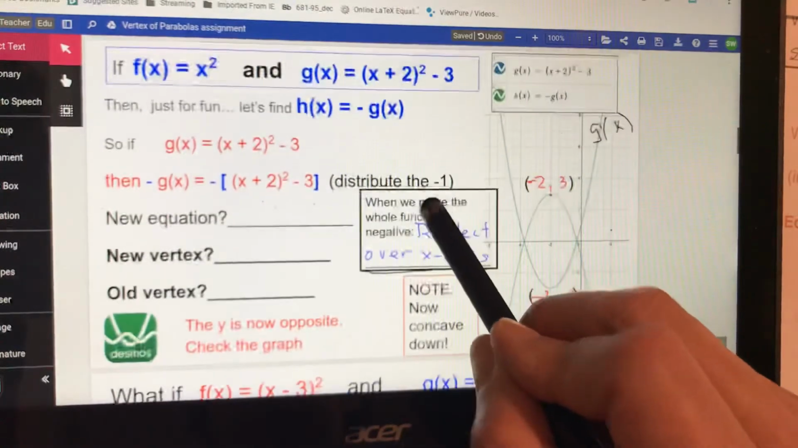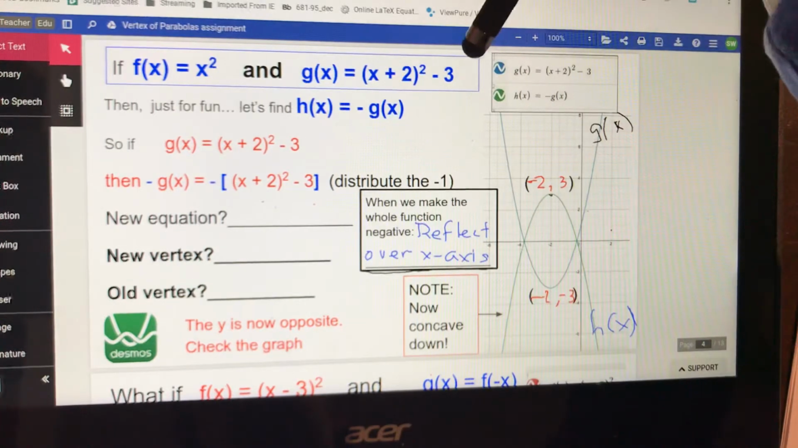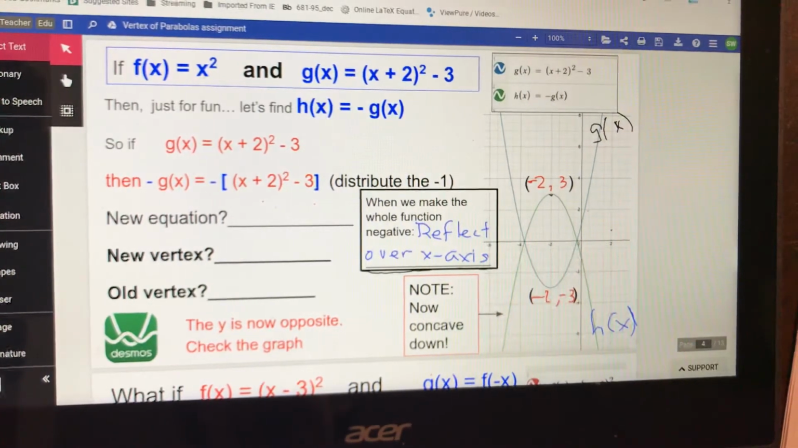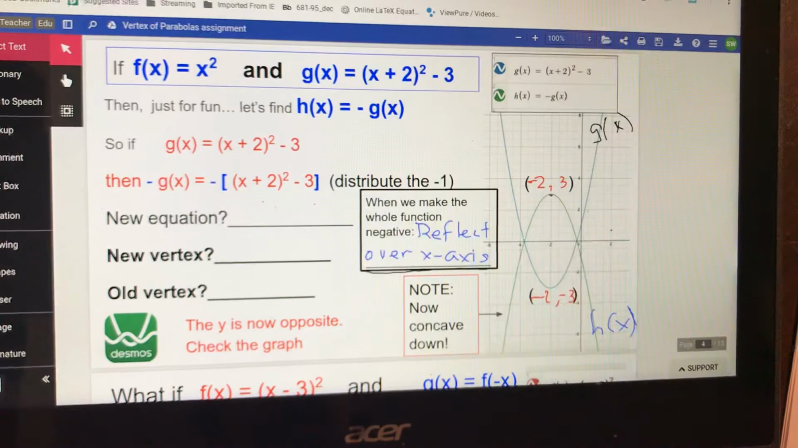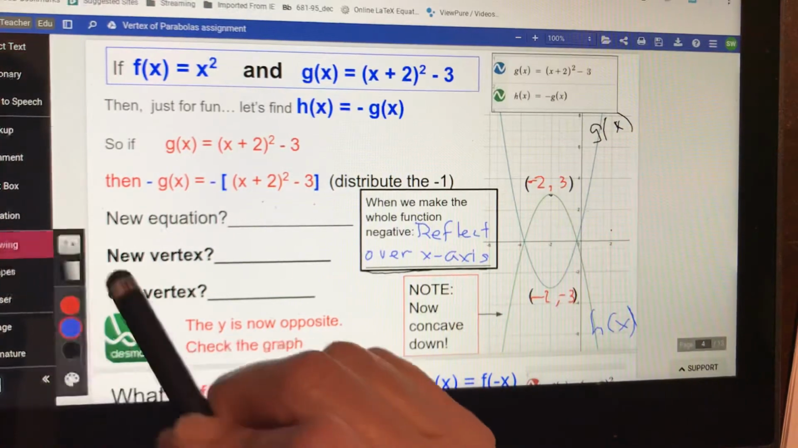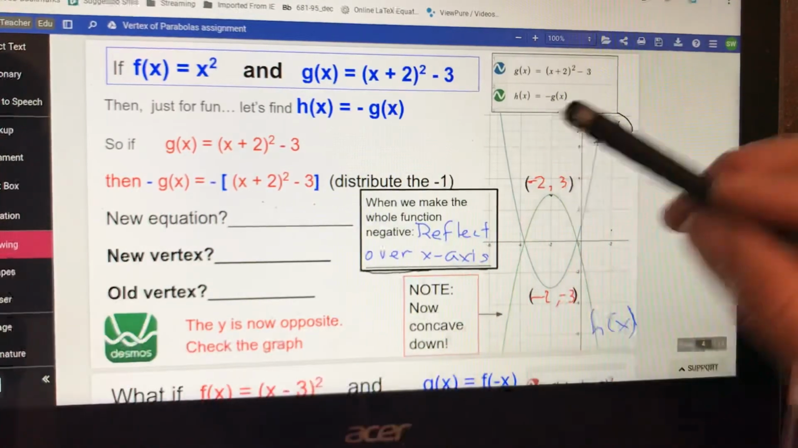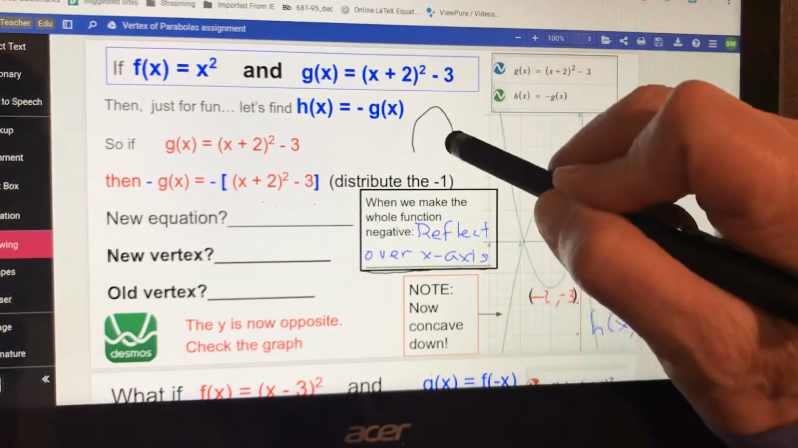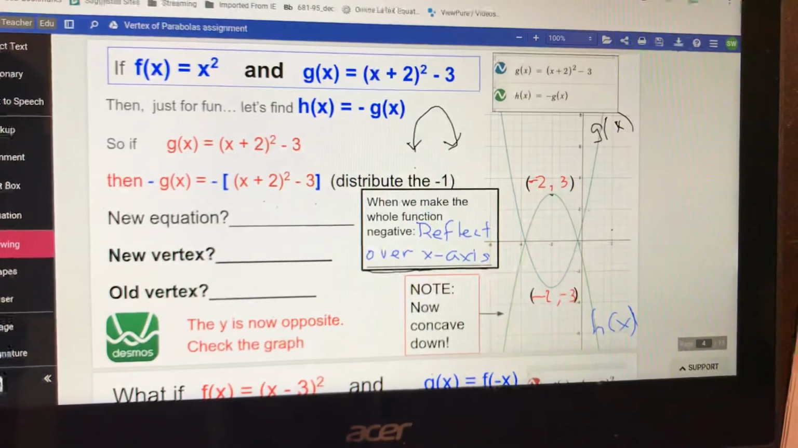Now, let's talk about, on the next slide, what would happen if we decided to take the parent function, shift it, so now we have g of x equals x plus 2 squared minus 3, and then make it negative. Well, as we know, some of us remember, when we have a negative lead coefficient, that parabola is going to flip upside down. It's going to now be concave down. So this parabola is now going to look like a concave down parabola.